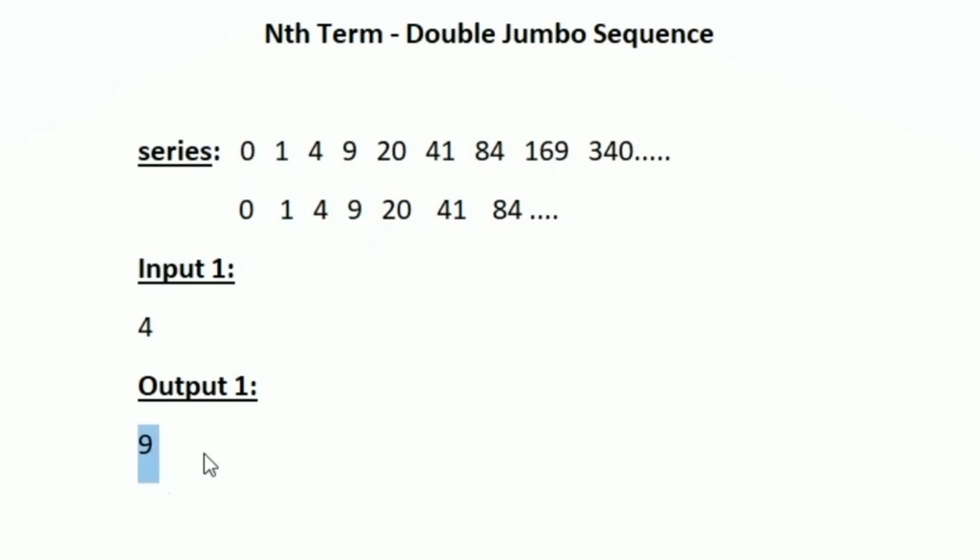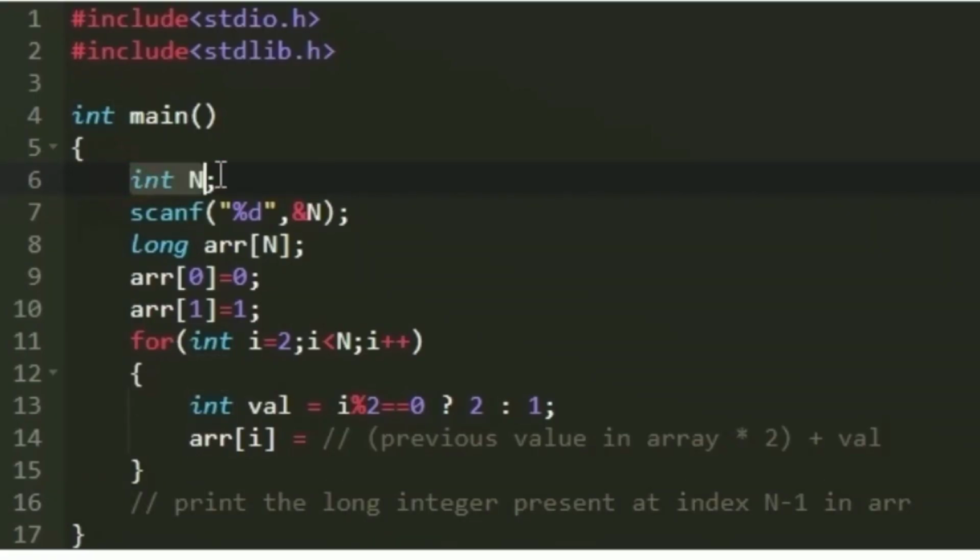Now let us see how to write a C program for this given series. First I am creating a new integer n and using a scanf I am accepting the value of n, and then I am creating an array named arr of size n and the data type of this array is long. The first two terms of the series will always be 0 and 1. So I am setting arr of 0 is equal to 0 and arr of 1 is equal to 1. For all the remaining terms we are going to implement the logic.